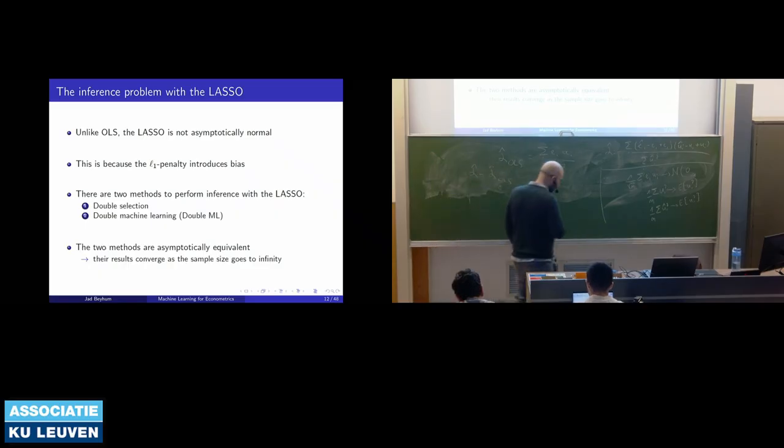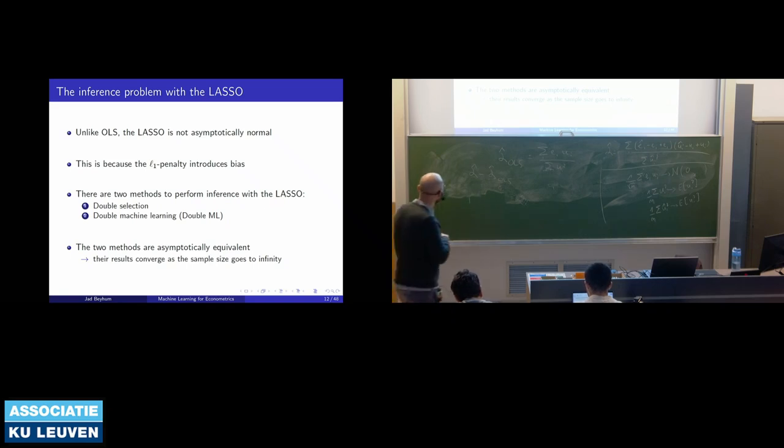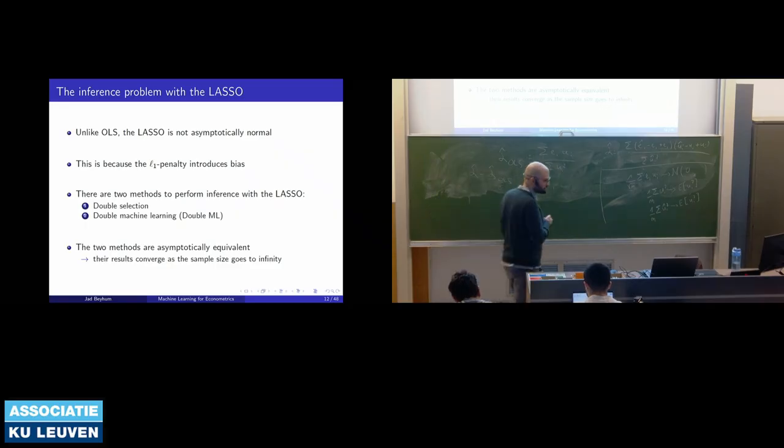And we saw that the main issue for the lasso is that this L1 penalty, so what we call the L1 penalty is a regularization term of the lasso that we introduce with respect to OLS, creates bias, which makes it so that the asymptotic normality doesn't hold anymore. And there are two methods to solve this. They are double selection and double ML, double machine learning. And as I said, they are both asymptotically equivalent.